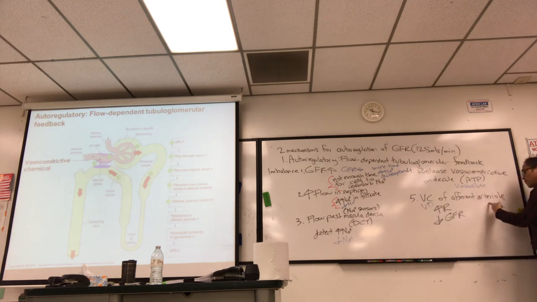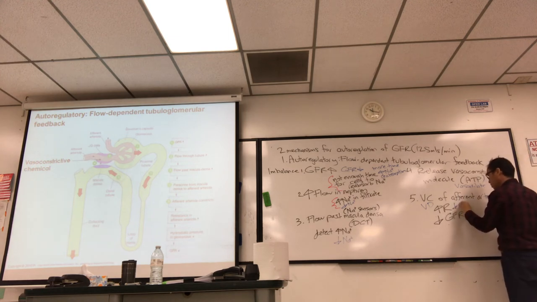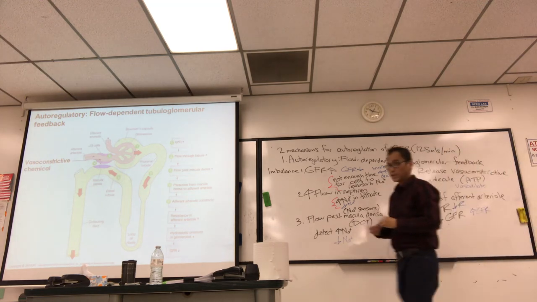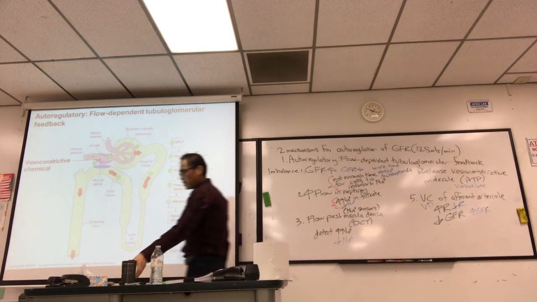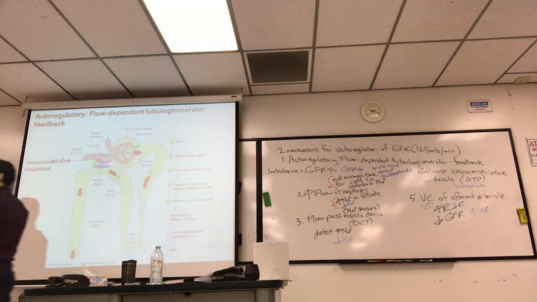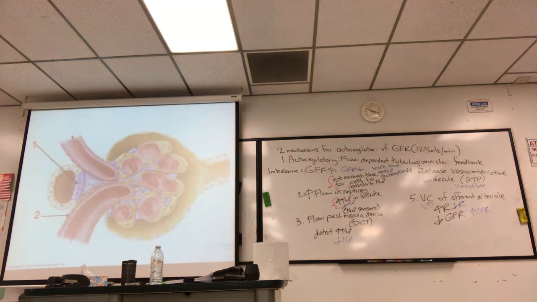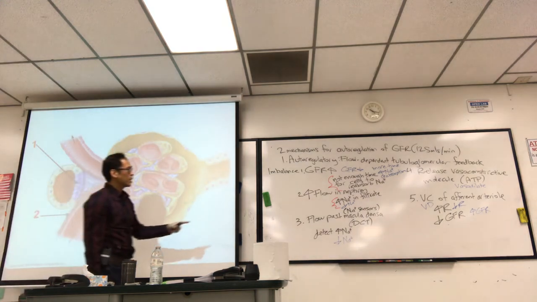If you vasodilate the afferent arteriole, you decrease the resistance to flow, you increase GFR. So that's how you self-regulate intrinsically. The other way, which is an extrinsic mechanism, is we have to know the juxtaglomerular apparatus. Let's look at this picture here. Oh, so before I erase this flow chart, are there any questions on this?